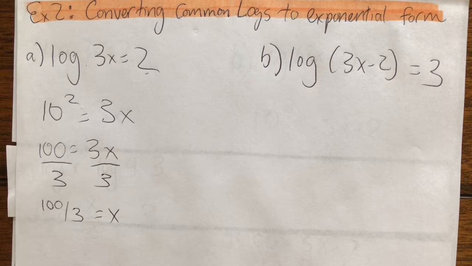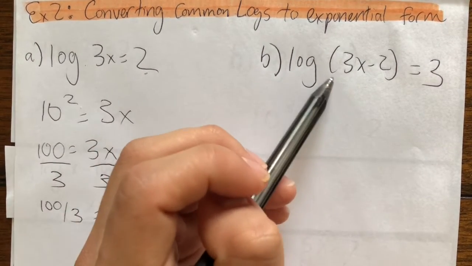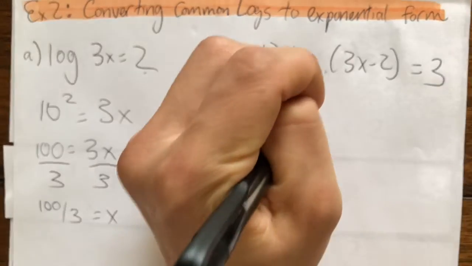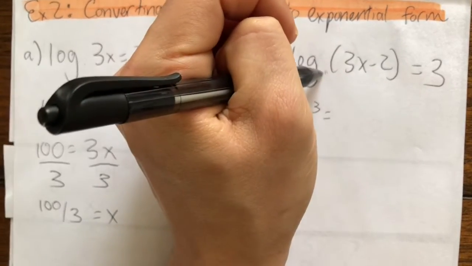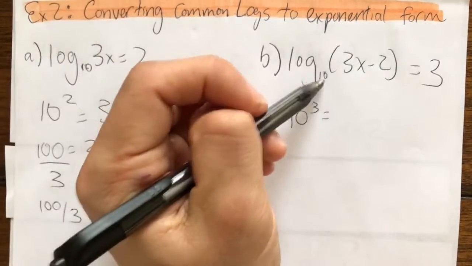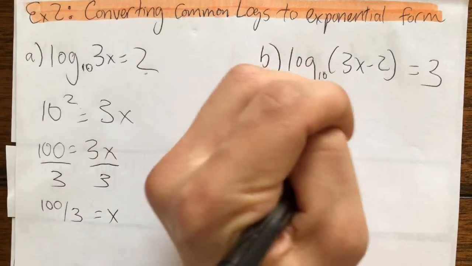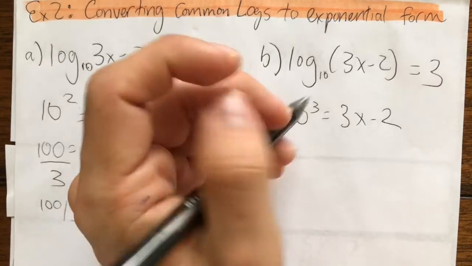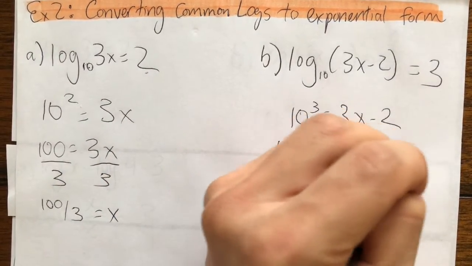Now with letter B, I'm going to convert it to exponential form. So this is my common log where there is no base, which makes it automatically 10. So I have 10 to the third. Same thing over here, if there is no base, it's 10. So we have 10 to the third equals 3x minus 2. If I raise 10 to the third, I'm going to get 1,000 equals 3x minus 2.